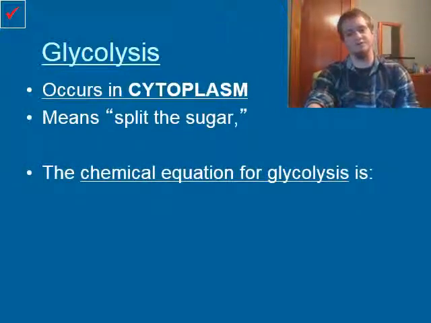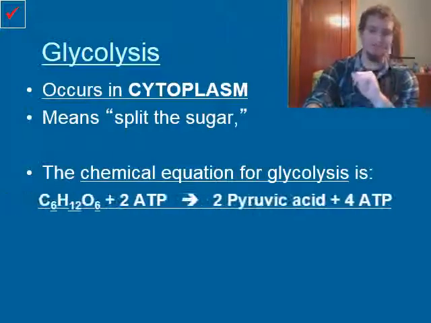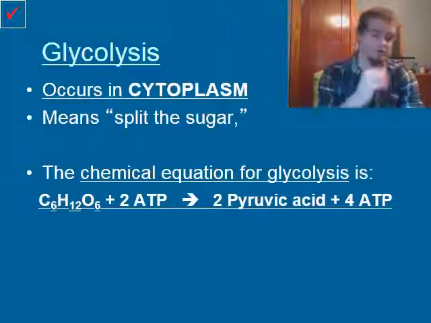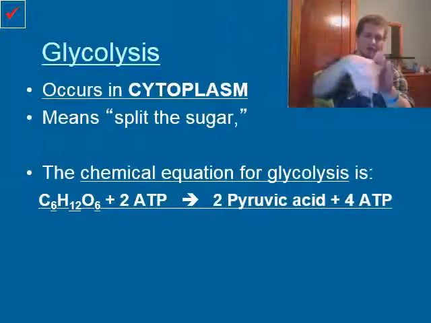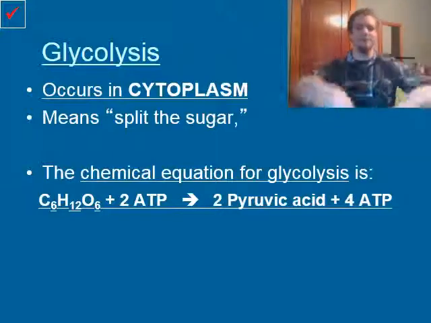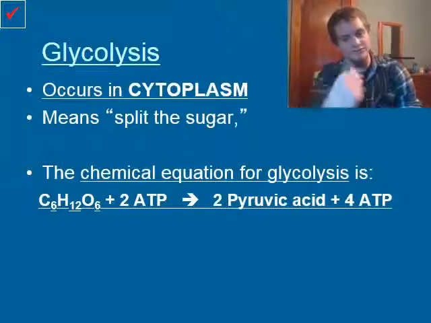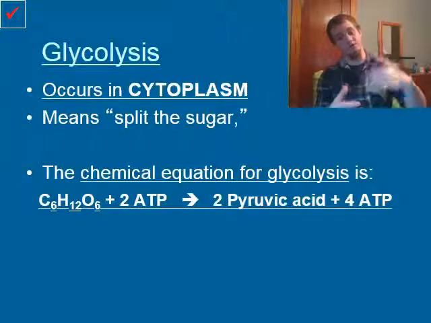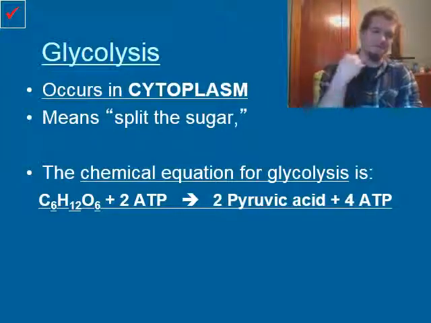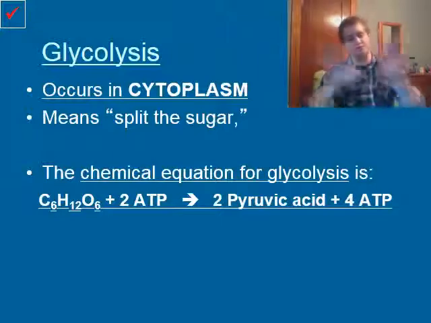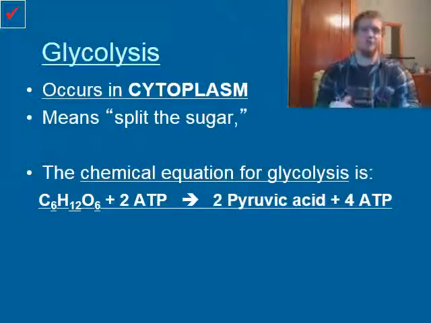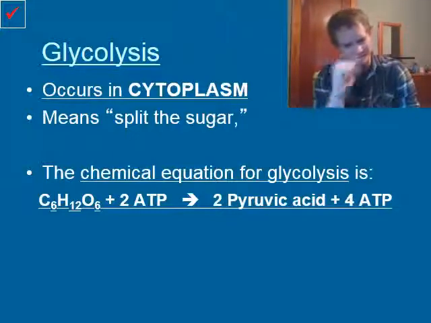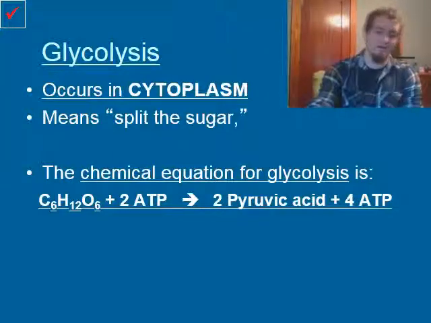So the chemical equation for glycolysis, the first step, is as follows. We take our C6H12O6, or our glucose, and we use 2 molecules of ATP to break it apart. Now when we break the glucose, what we create are 2 molecules of something called pyruvic acid, also known as pyruvate. And we get 4 ATP out of the deal, because we broke a set of bonds. So if we put 2 in and got 4 out, now I'm not much of a mathematician here, but I'm fairly certain that gives us a net gain of 2.